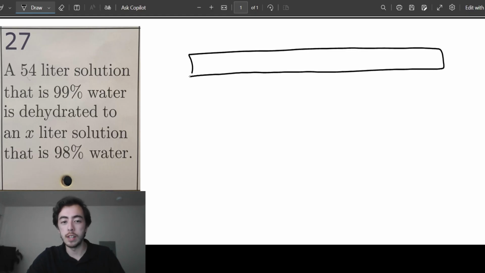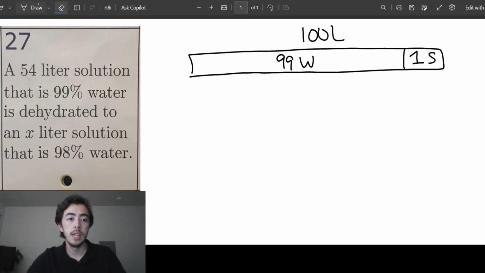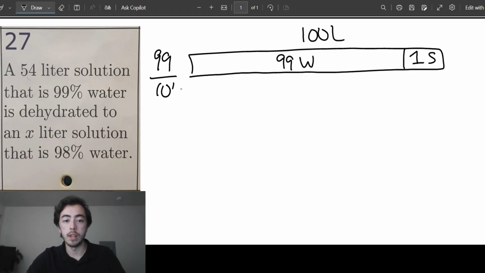So I'm imagining 100 liters, and I'm just doing it horizontally for space. And if it's 99% water, well, then 99 liters are going to be water, and 1 liter is going to be salt. So I'll just do S for salt or solvent here. And this thing is 99% water because I can take the amount of water, 99, and divide it by the original 100. And there we go. Now we have a 99% solution of water.